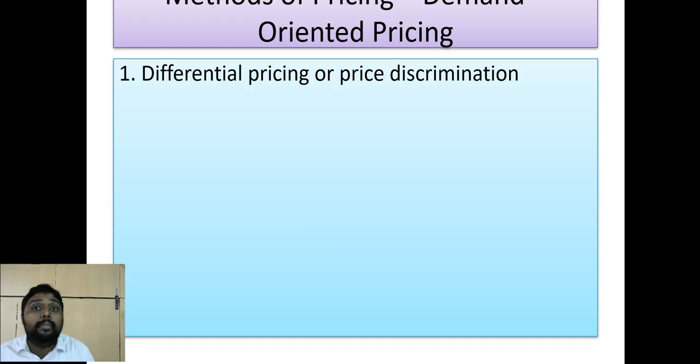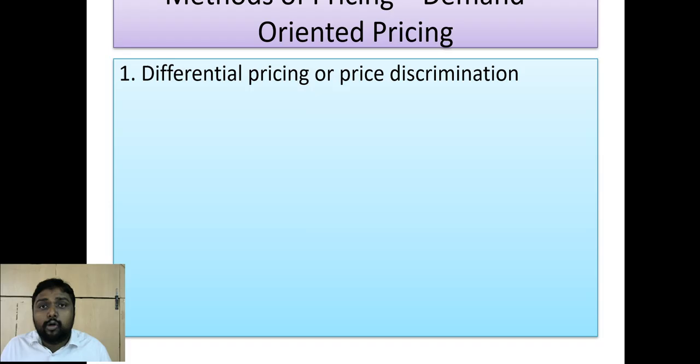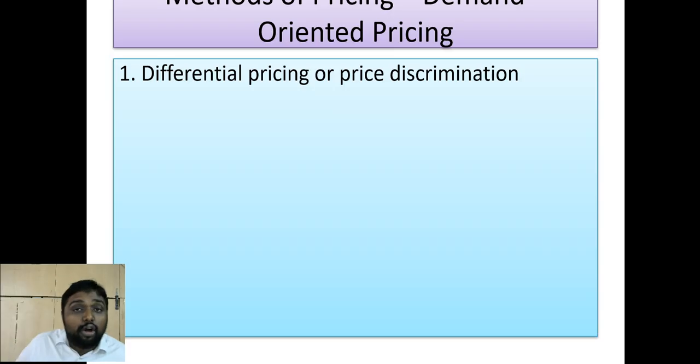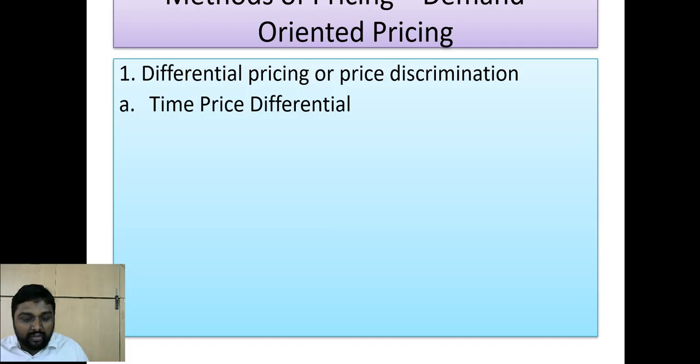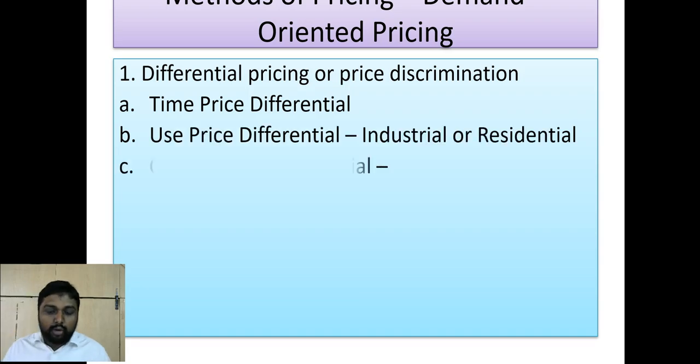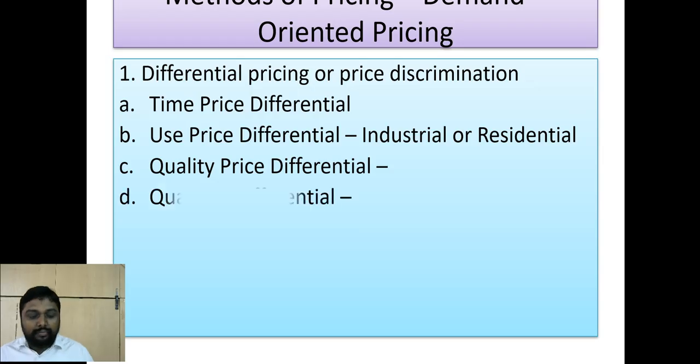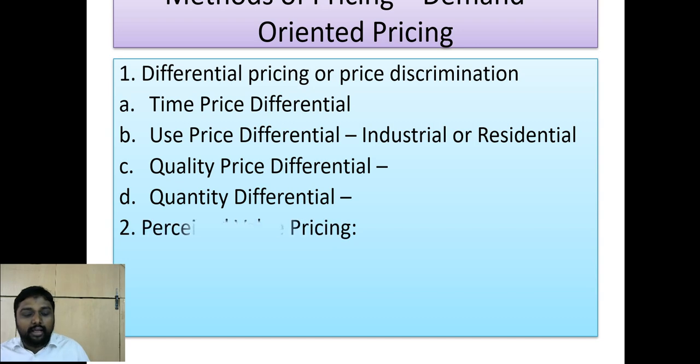Then time difference. If you book an Uber cab now, the price will be one. If you book an Uber cab at night, midnight, peak time, the price will be different. So at peak time, there will be one price. Off season or off-peak time, there will be another price. Got it or not? So time, use or price, quality, quantity, all we have discussed.